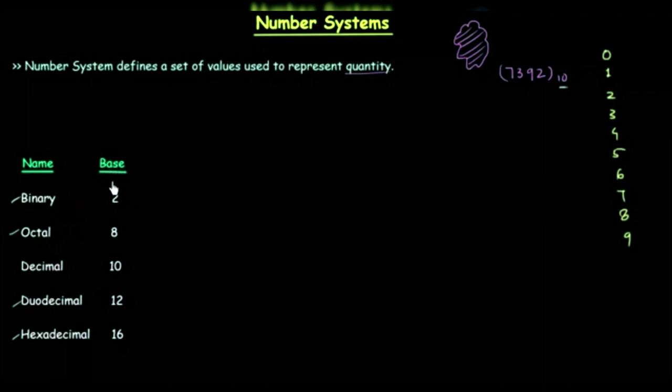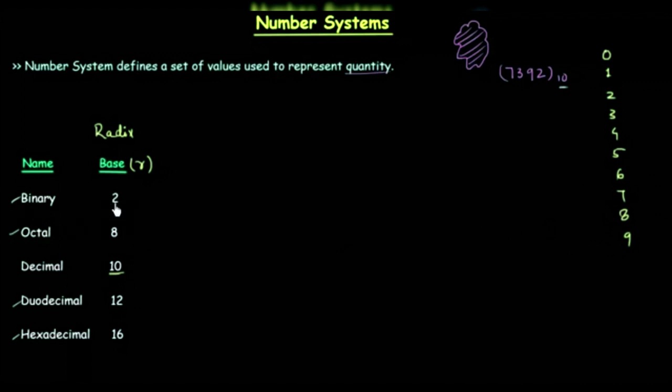Now what is this base? The base of a number system is also called the radix. Because of this, the notation for base is a small r. The base will tell us how many distinct digits we have in a number system. For example, in the decimal number system, the base will be 10 because we have 10 different digits. For binary, we have 2 different digits.